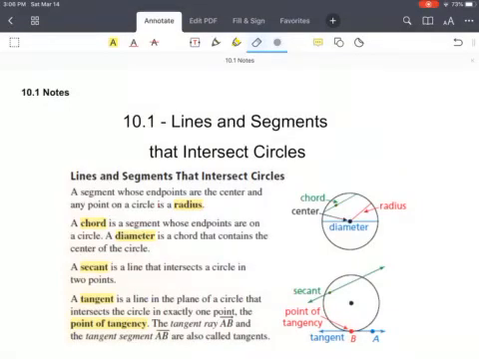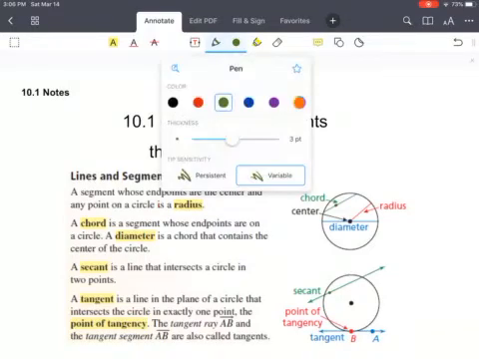All right, so today we're going to start chapter 10. We're going to talk about lines and segments that intersect circles. Today is going to be a lot of different types of vocab that will be used throughout the chapter. So really important foundational things, skills, vocab to understand as we move forward with the rest of the chapter.